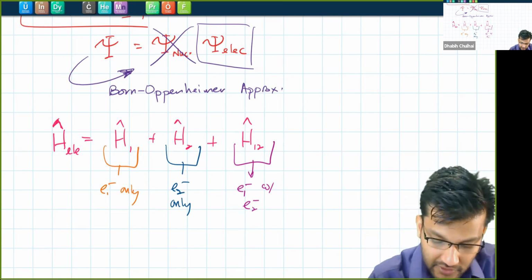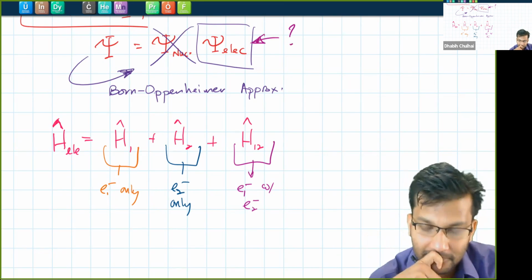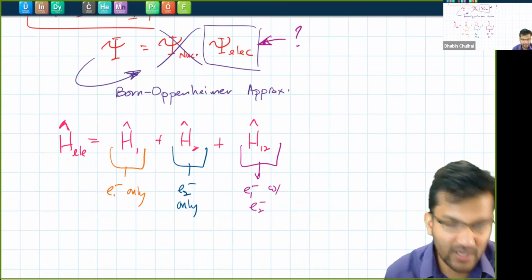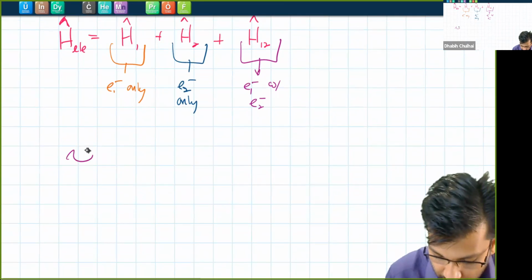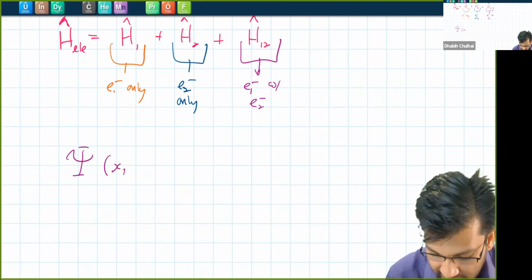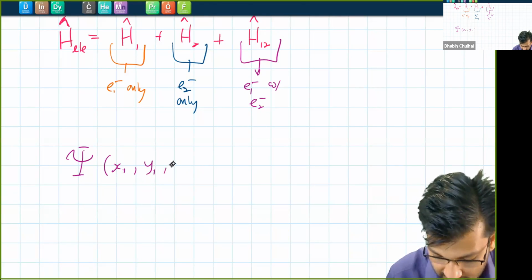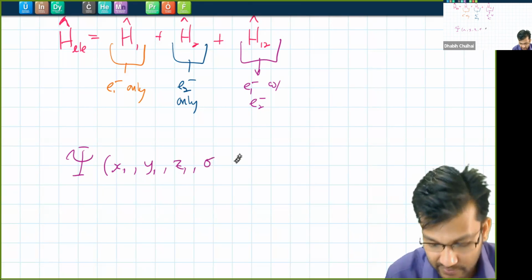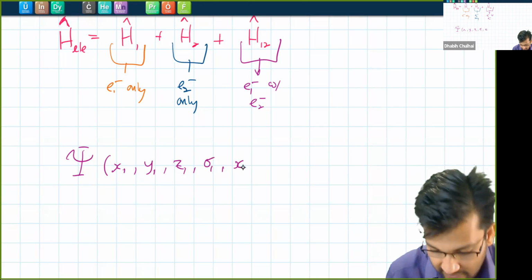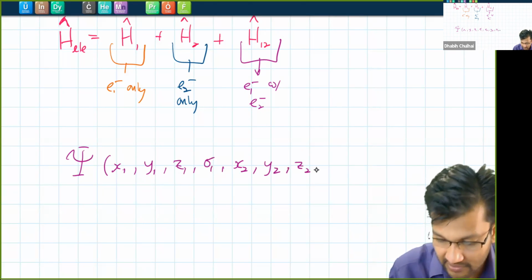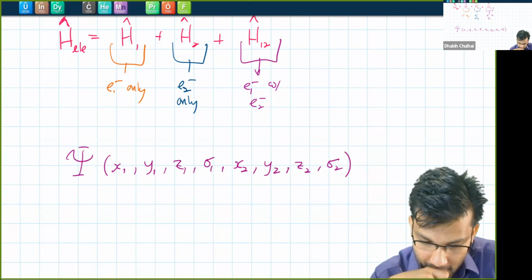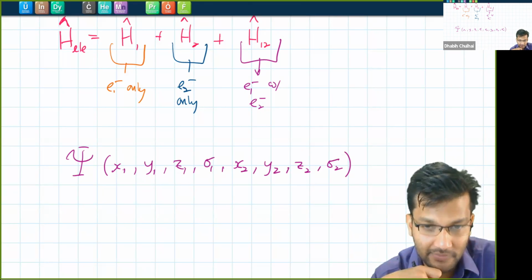How do we find this wave function? Well, before we even find it, let's see if we can figure out what it might depend on. The wave function should depend on the x-coordinate, y-coordinate, and z-coordinate of electron 1, the spin, where sigma represents the spin of electron 1, and the x-, y-, and z-coordinates of electron 2, and the spin of electron 2. So those are all the various things we have to worry about in this wave function.